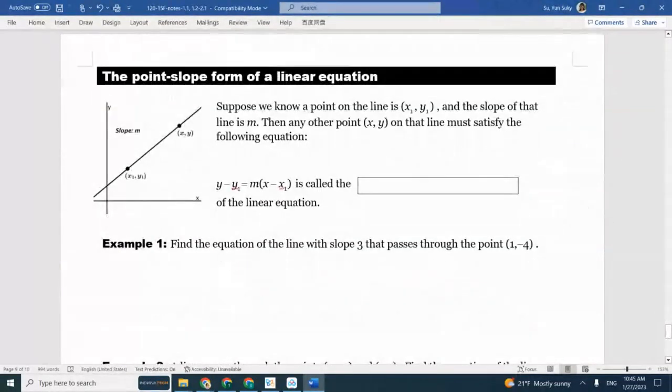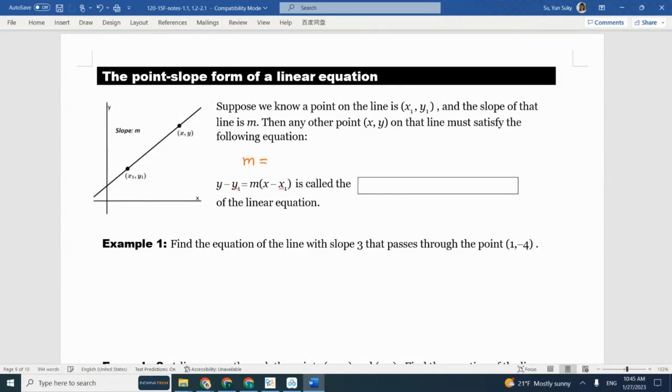All right, continue. The point slope form of a line. So we're given a point on the line and the slope. Then the point slope form is y minus y1 equals m times x minus x1. How do we get that?